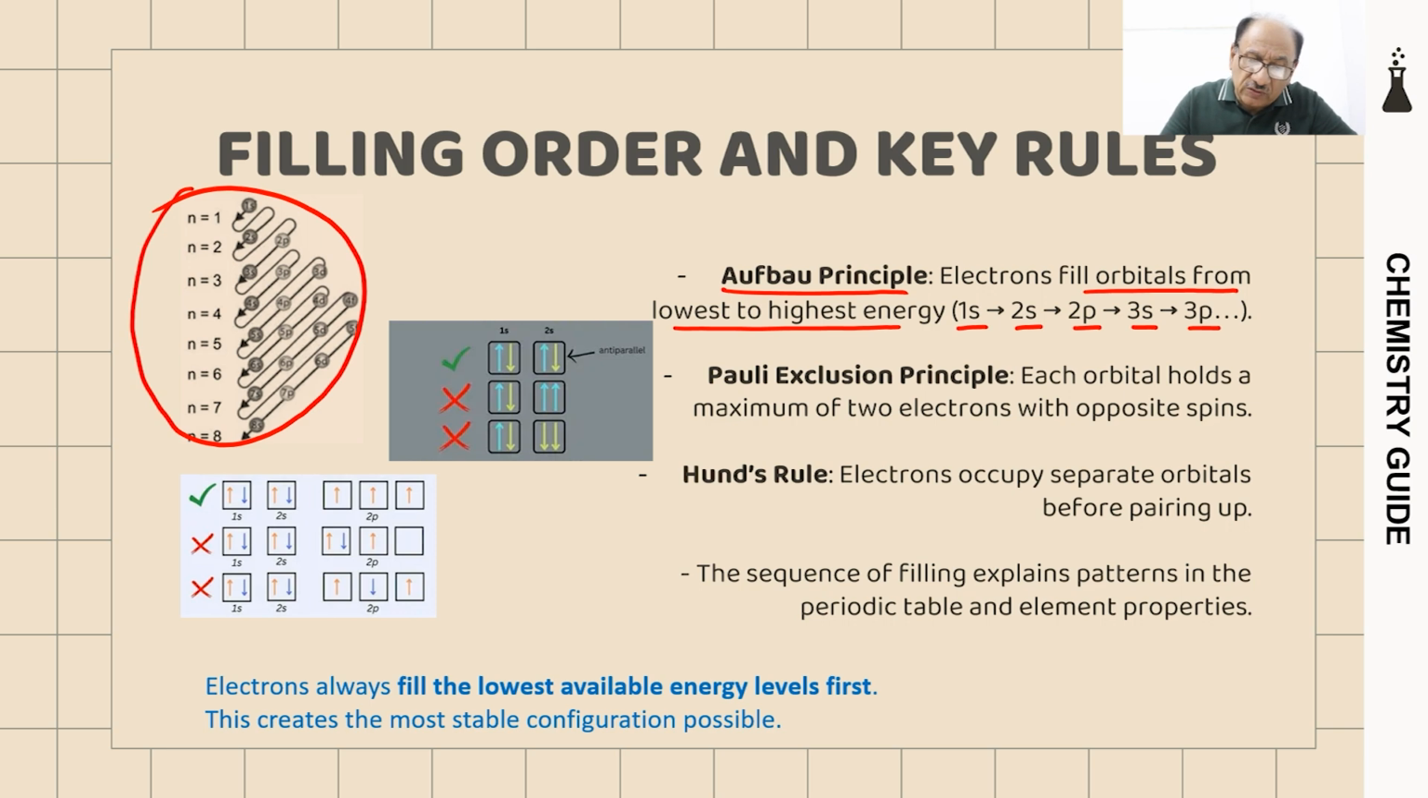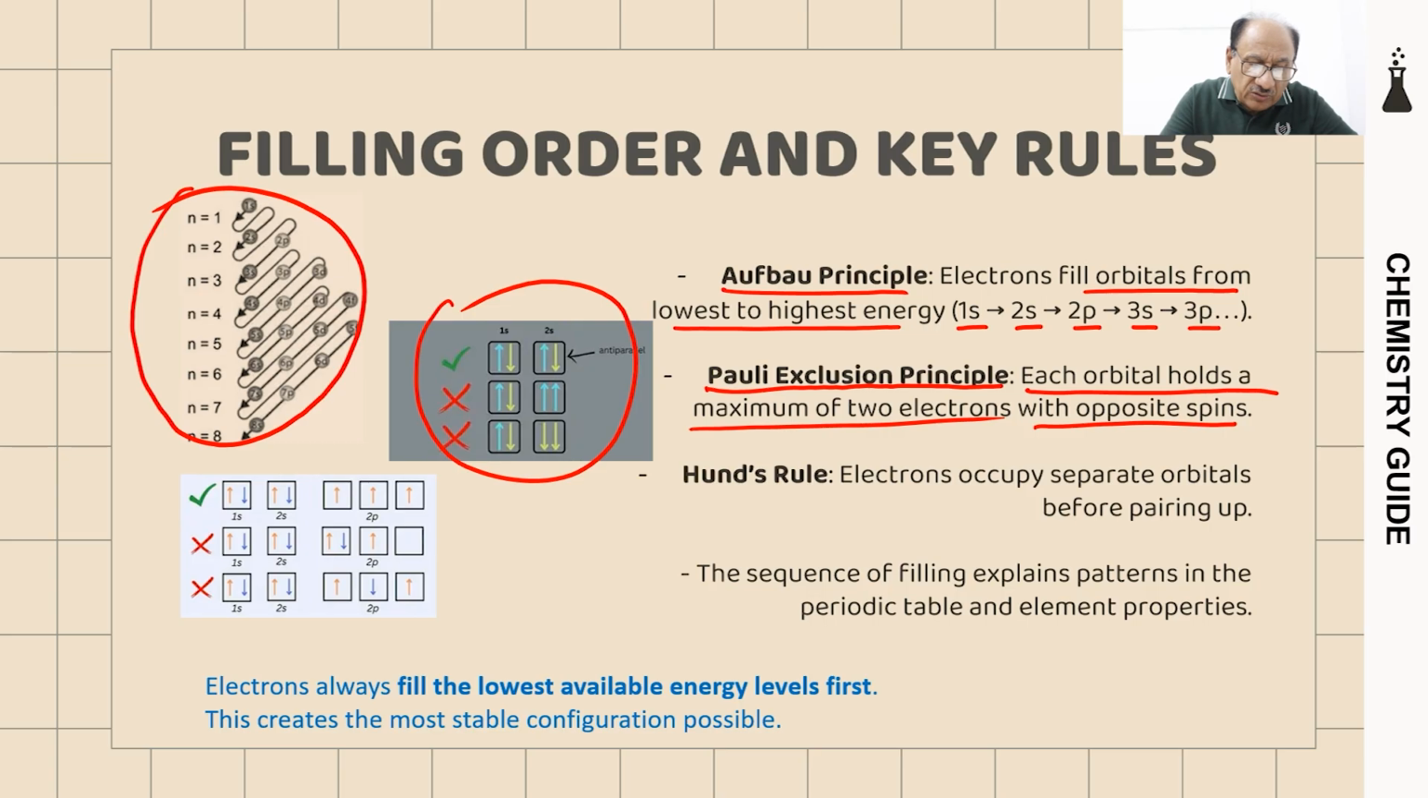So in this sequence. Then the second rule we follow is the Pauli exclusion principle. Each orbital holds a maximum of 2 electrons with opposite spin. You can go through this diagram.